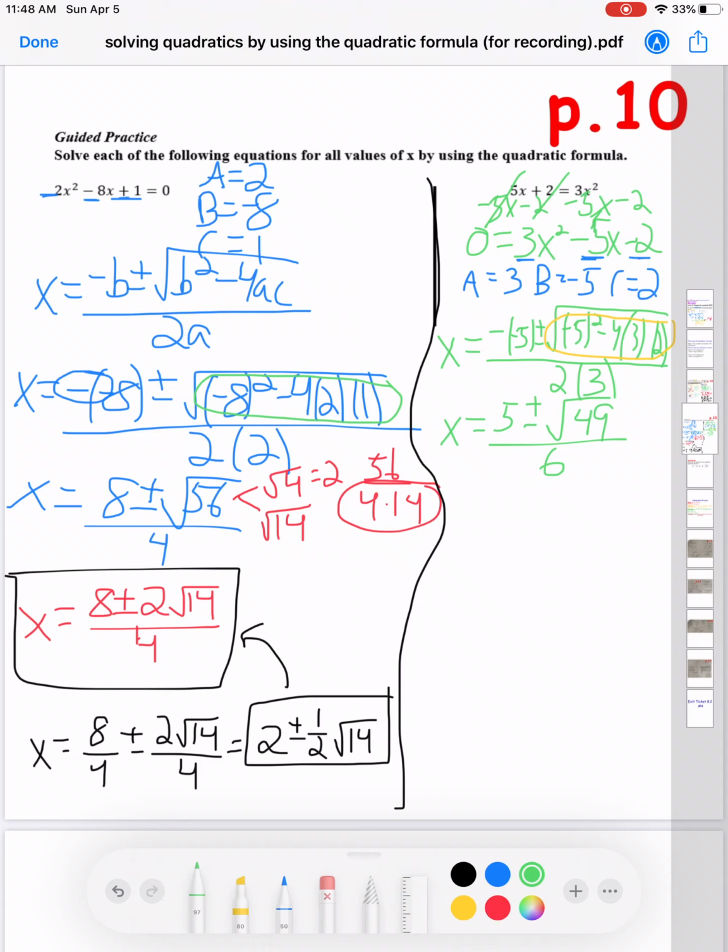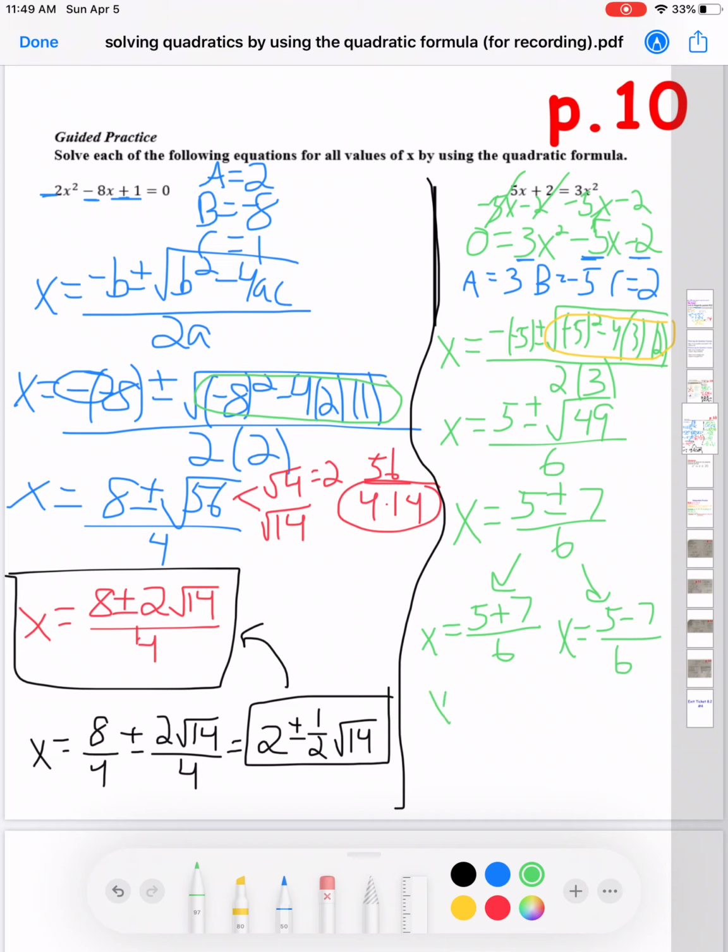Now here, this one's going to be a little different than our first problem because 49 is a perfect square. We know that the square root of 49 is just 7. So we're left with 5 plus or minus 7 divided by 6. Now to get my 2 different answers here, for the first answer, we're going to do 5 plus 7 divided by 6. And for our second answer, we're going to do 5 minus 7 divided by 6.